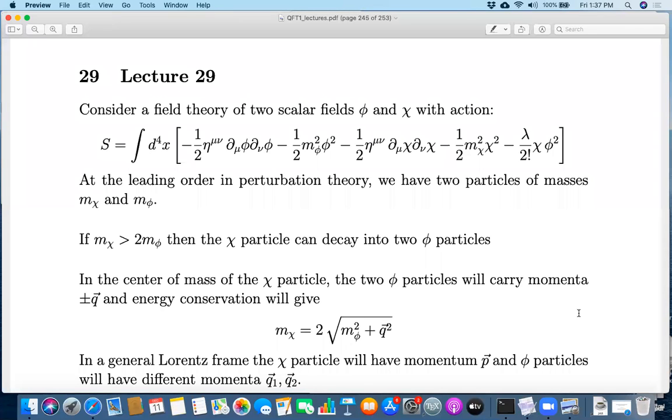So the setup that we had was to consider a field theory which has two scalar fields, denoted by phi and chi. And we took an action of this kind. This is the standard kinetic term for phi, plus the mass term. This is a standard kinetic term plus a mass term for chi. And here is a coupling between chi and phi, chi phi square. So just from this coupling, it's clear that when you draw Feynman diagrams, there will be a 3-point function in which there is one chi and two phis.